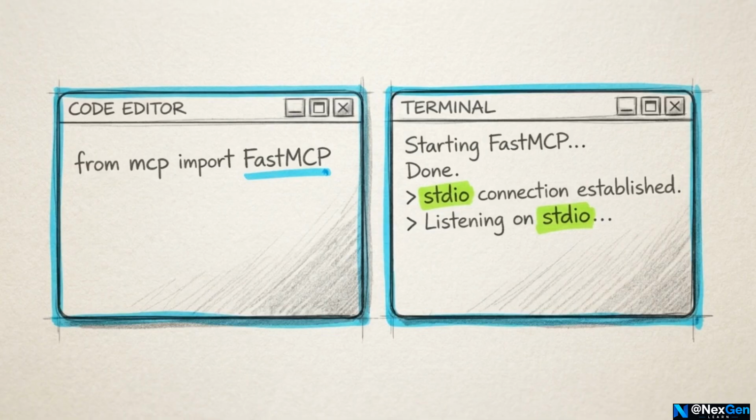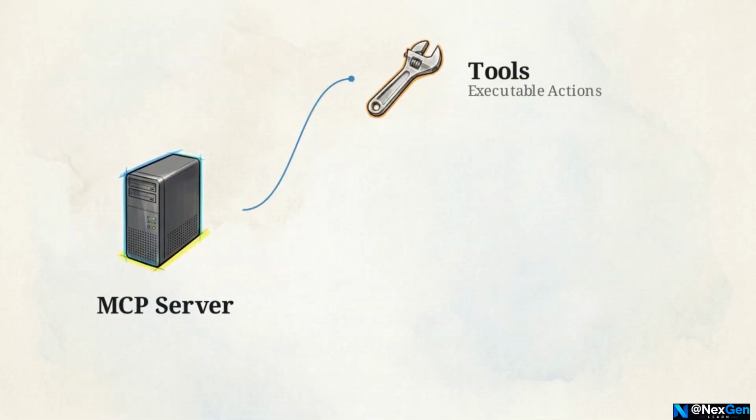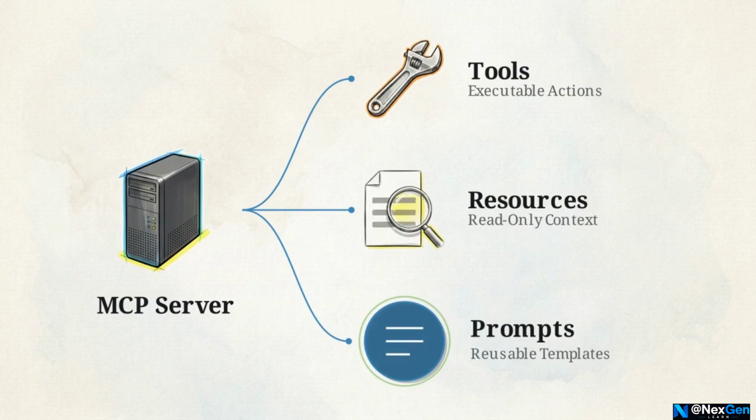This split screen shows our baseline local build. Using Python's FastMCP library, we initialize a server communicating directly over standard input and output, or STDIO. Once running, this server can expose 3 distinct primitives to the LLM: tools for taking specific actions, resources for reading static data, and prompts for reusable instructional templates.